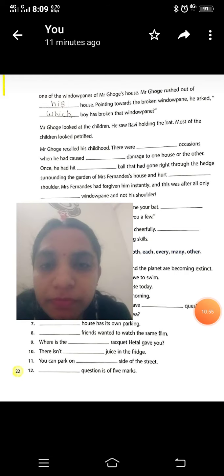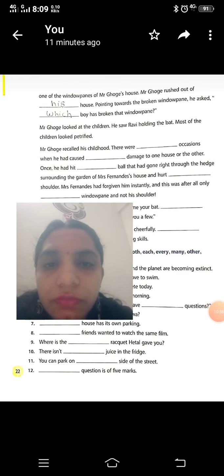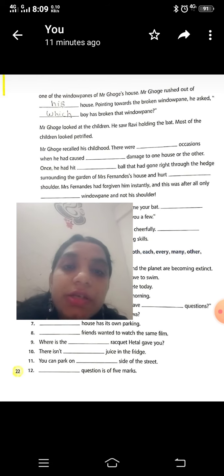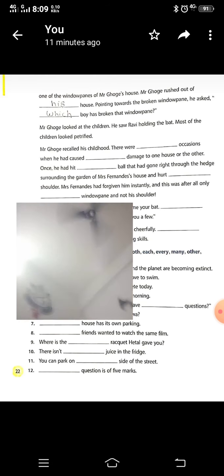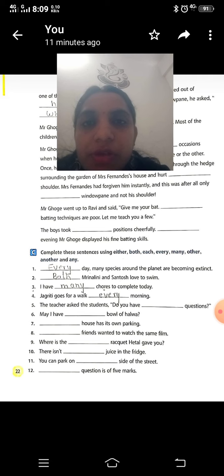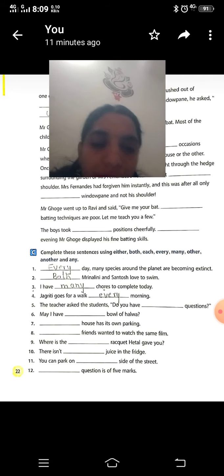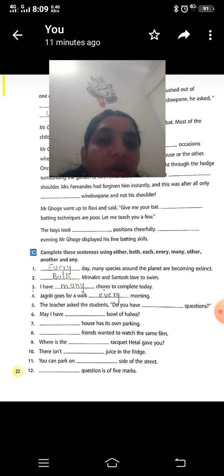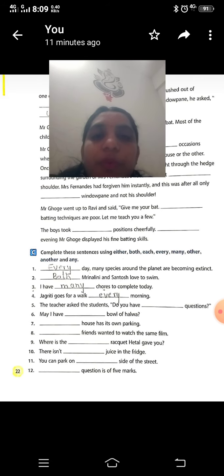Once he had hit a ball that had gone right through the hedge surrounding the garden of Mrs. Fernandez's house and hurt her shoulder. Mrs. Fernandez had forgiven him instantly, and this was after all only one window pane and not his shoulder.